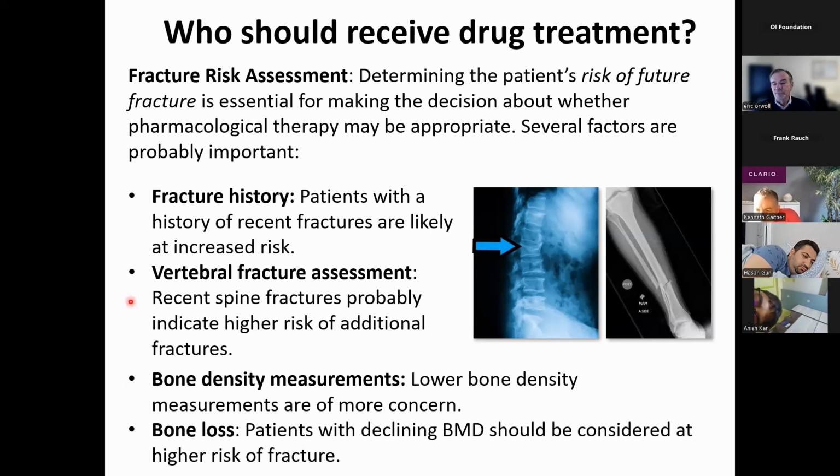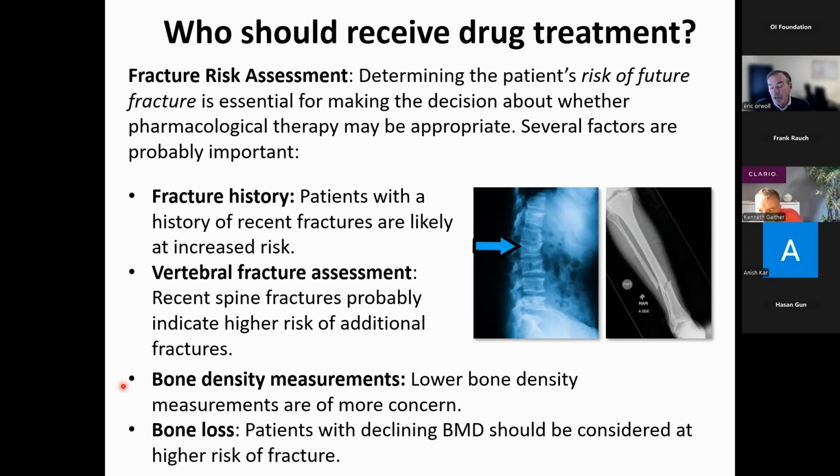People who have had vertebral fractures, particularly recent vertebral fractures, are probably at considerably higher risk of additional fractures. So looking for vertebral fractures with appropriate imaging modalities would be appropriate to identify those people. Bone density measurements can be very important, and lower bone density is probably associated with an increased risk of fractures. We don't know enough about this relationship in people with OI, but I can be pretty confident that the lower the bone density, the higher the fracture risk.